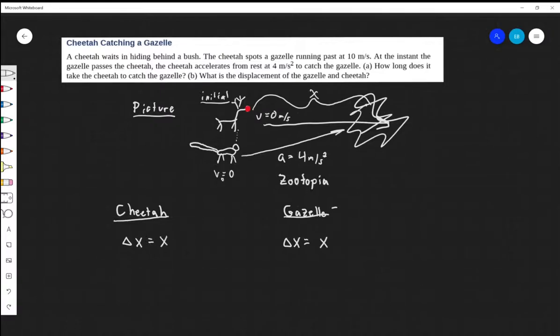We're imagining the gazelle is traveling some distance right when it is intersected by the cheetah. The cheetah has some initial velocity. They tell us the cheetah starts from rest, so that initial velocity is 0 meters per second. And the gazelle has some initial velocity, which is 10 meters per second. The final velocity: we know the cheetah is accelerating, so his velocity is changing, so we don't know what that is. For the gazelle, they tell us no information about its changing velocity, so we can assume it doesn't change. We can assume its final velocity is 10 meters per second.